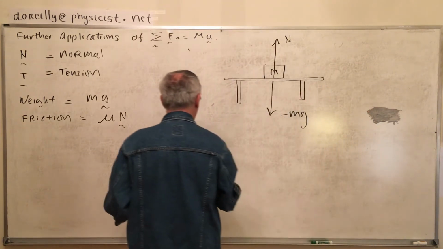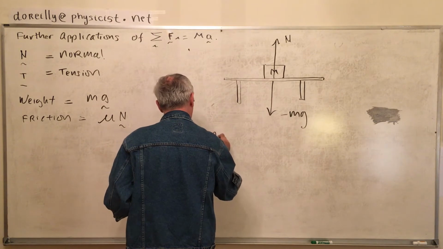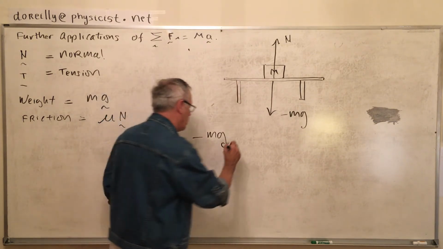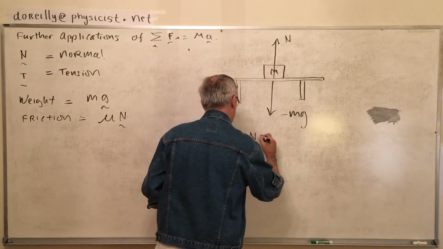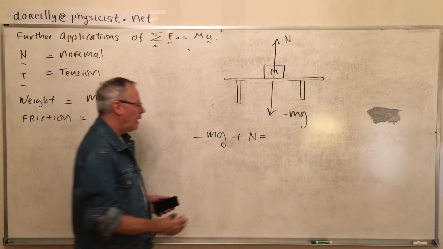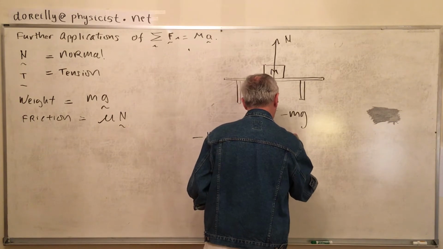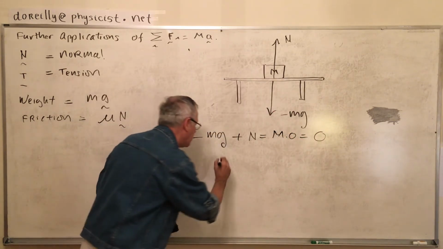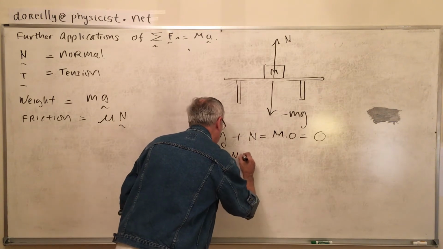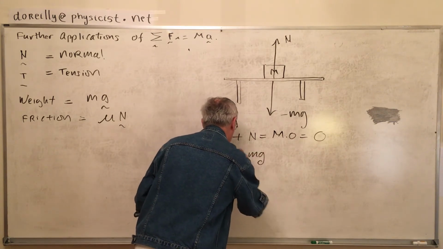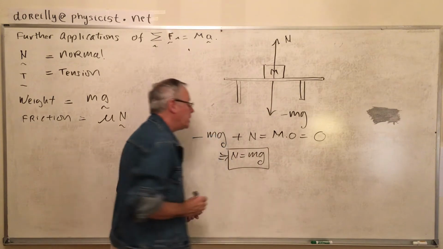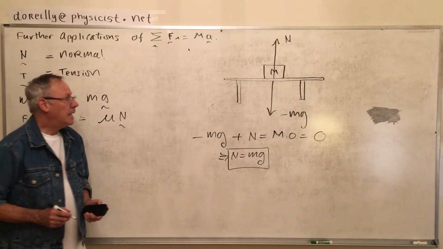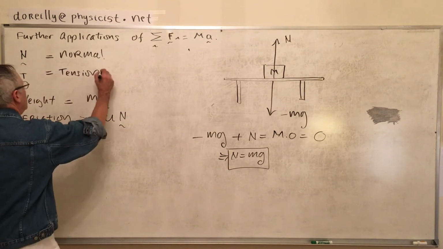So minus mg is one force acting on this mass, and I'll get rid of the vector notation. The mass has no acceleration. So the sum of these forces is 0, so we can say therefore that N has a magnitude of mg. In this case here, the normal force is vertical. All right, let's look at tension.